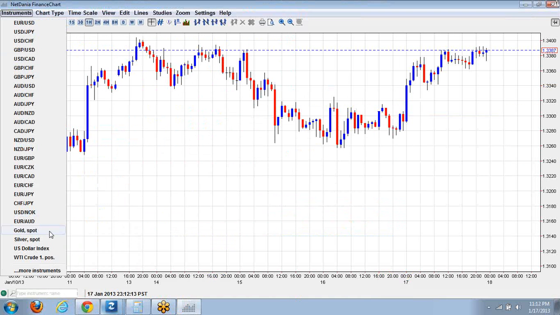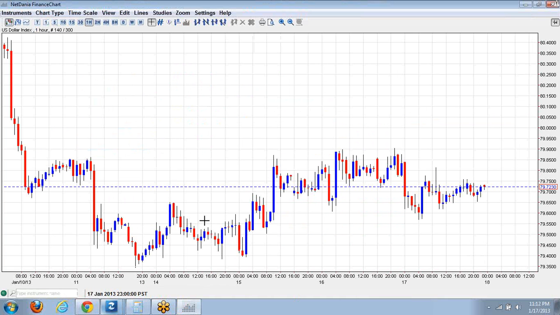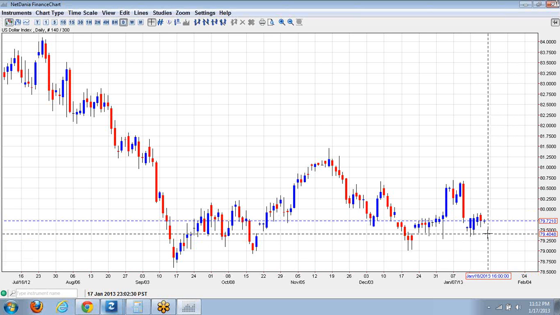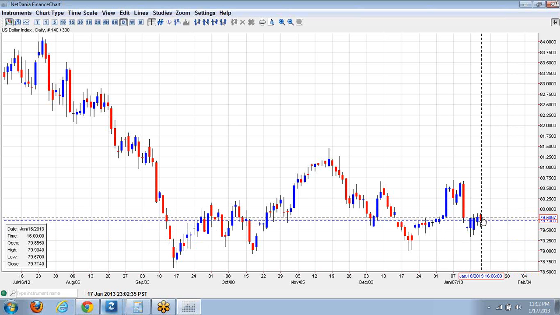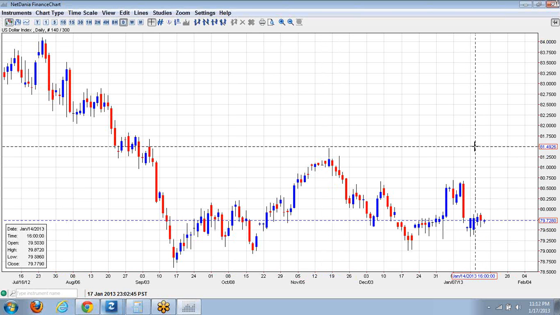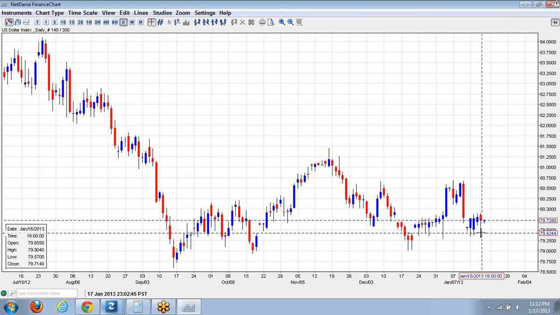Okay, beginning with the dollar index. Moving to the daily chart. So the daily chart currently looks like the buyers are in control slightly at the moment. Yesterday sellers were in control. Overall, still a downtrend.